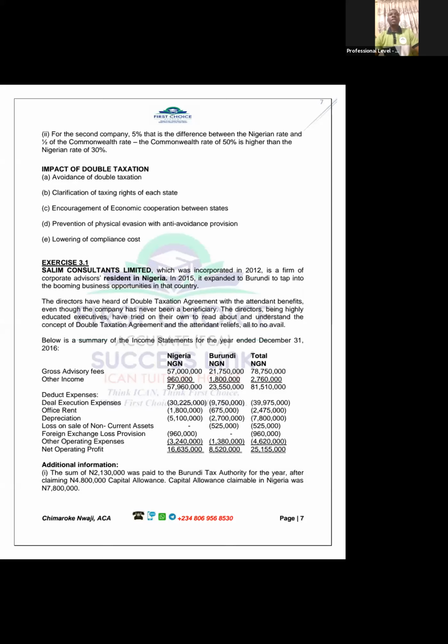The question reads: Salim Consultant Limited, which was incorporated in 2012, is a firm of corporate advisors resident in Nigeria. So you see the word I highlighted. In the exam, you may not get the luxury of having it highlighted. Resident in Nigeria is different from domiciled in Nigeria. Resident in Nigeria is another way of saying incorporated in Nigeria. It's another way of saying the company is a Nigerian resident.